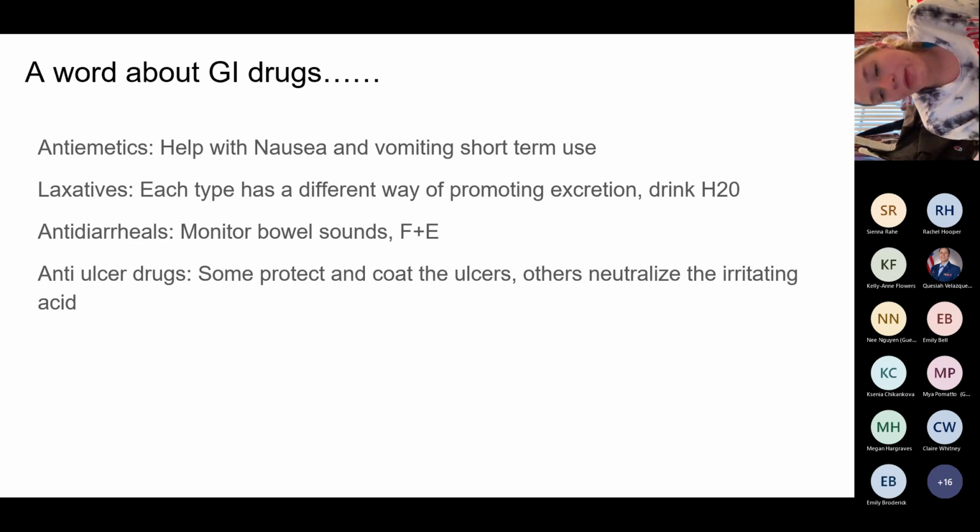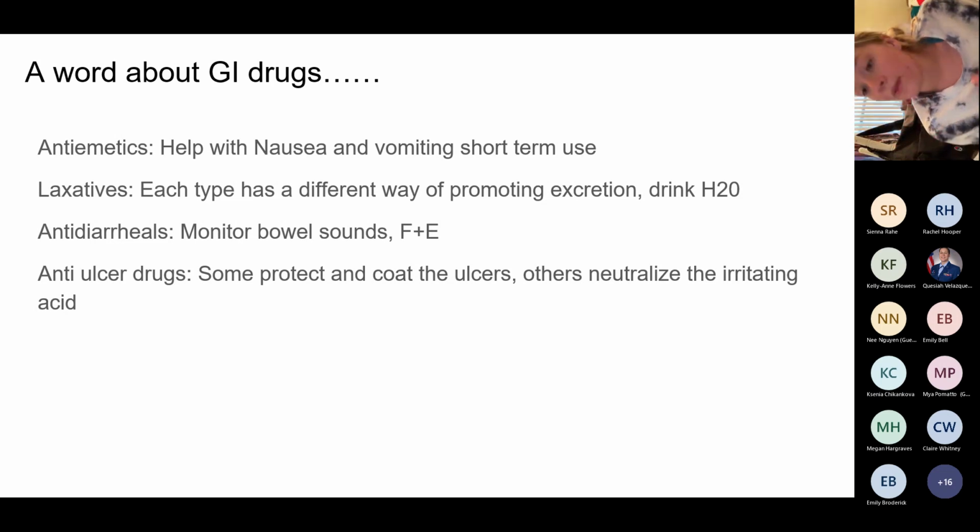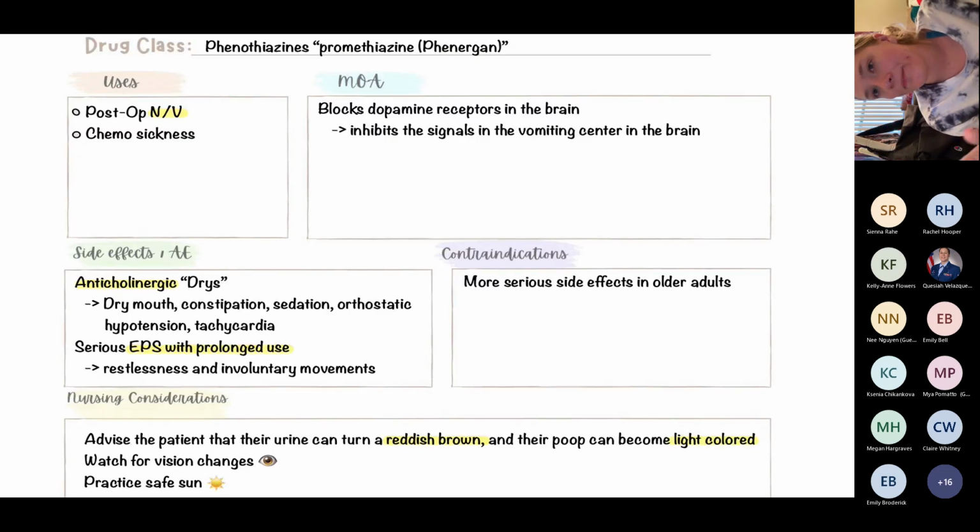Okay. And then with our anti-ulcer drugs, some reduce the production of acid, some neutralize the acid, and others just coat the ulcers. Okay. But they all help us with the ulcers. So without further ado, let's begin.